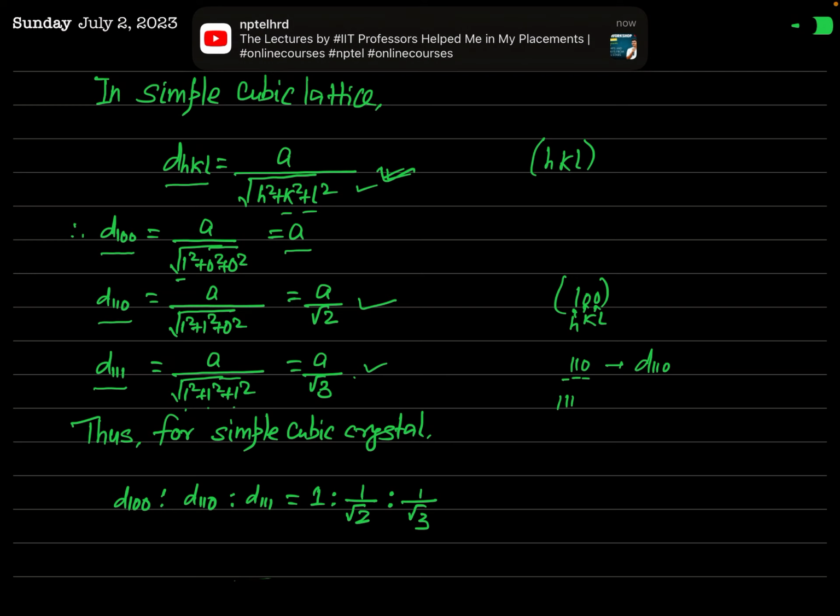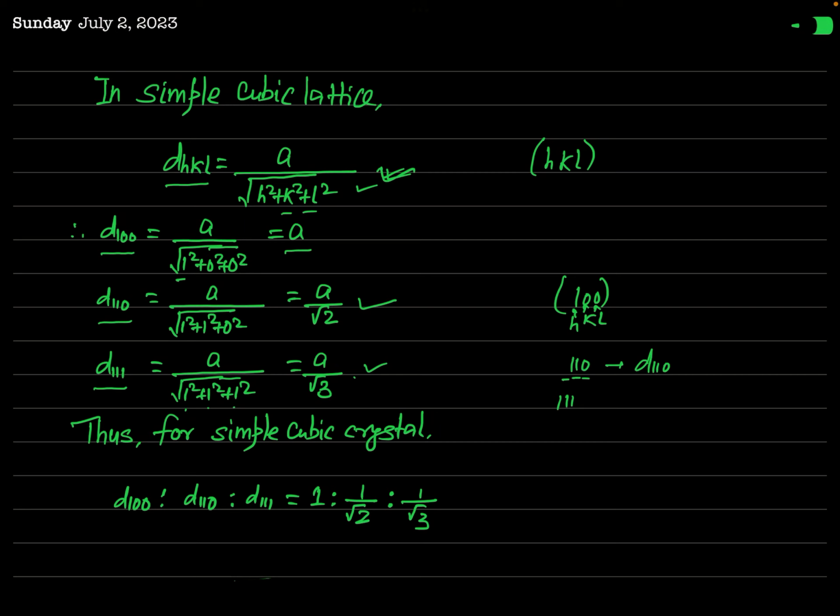So in case of simple cubic lattice, if you want to find the ratio of these interplanar separations, what will that be? You can see the ratio of d100 is to d110 is to d111 will be simply equal to a is to a over root 2 is to a over root 3. And since a is a common factor, the simplest ratio will be 1 is to 1 by root 2 is to 1 by root 3. So in this way, we know that in case of simple cubic lattice, this ratio is simply equal to 1 is to 1 by root 2 is to 1 over root 3.